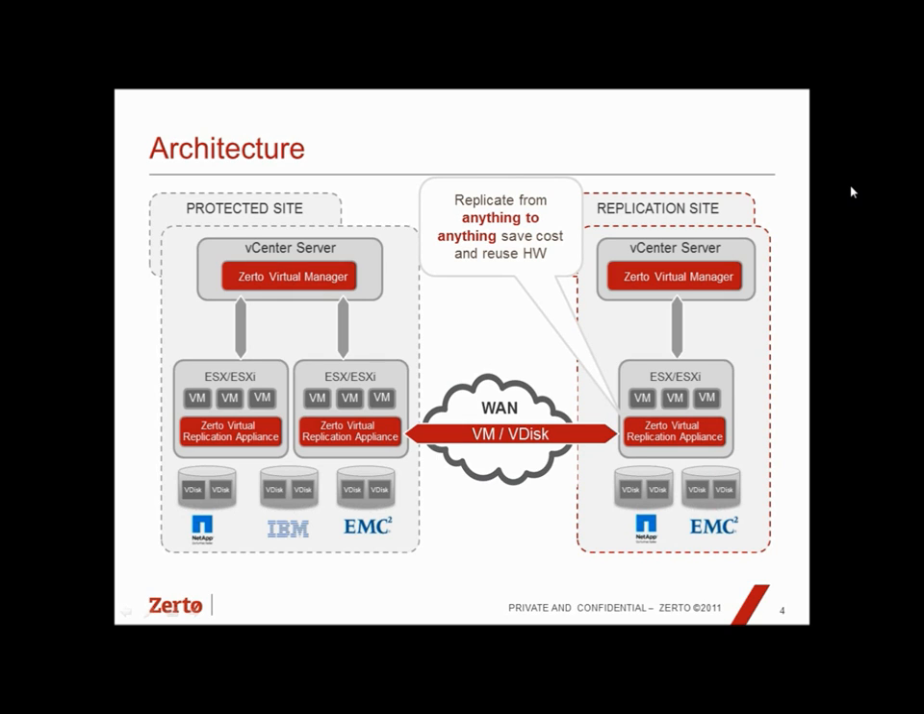The second component is the Zerto Virtual Replication Appliance. You can see that there's one per ESX host. And although I said appliance, it is virtualized. The Zerto Virtual Replication Appliance is what performs the replication. The appliance on the protected site communicates with the one at the replication site. And this is able to perform replication regardless of LAN size and physical architecture. And you'll see that we can replicate from anything to anything. So that helps you save costs on your hardware. You can use either a lower cost array on your replication site or maybe an older array to help you further reduce the cost of your mission-critical applications, as the infrastructure for those is usually quite expensive.